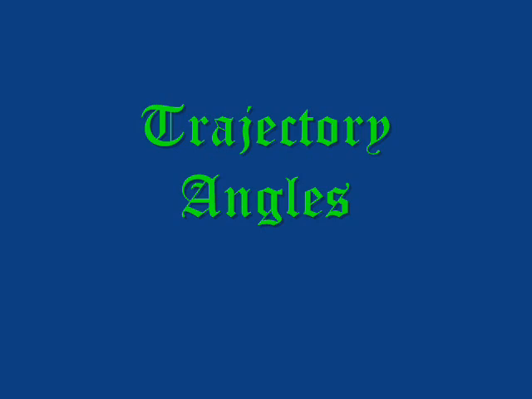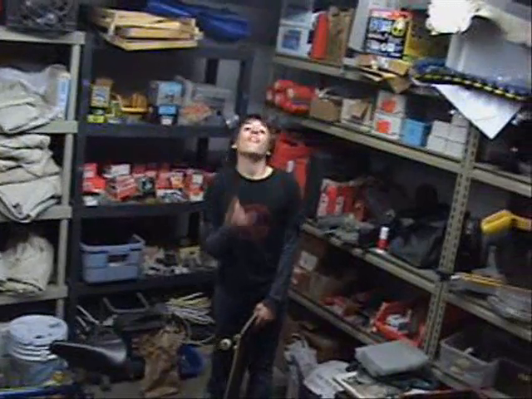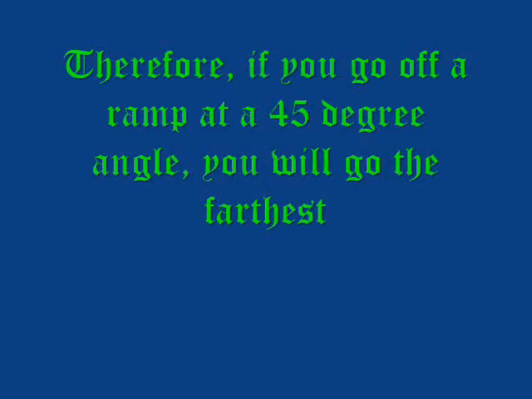Now, Jeff is going to experiment with trajectory angles. First, he goes off the ramp at a 0-degree angle and goes an average of 17 inches. Here, he goes off a 45-degree angled ramp and goes an average of 45 inches. Here, he attempts to go off a 90-degree angle ramp, fails, and goes 0 inches. Therefore, if you go off a ramp at a 45-degree angle, you will go the farthest.